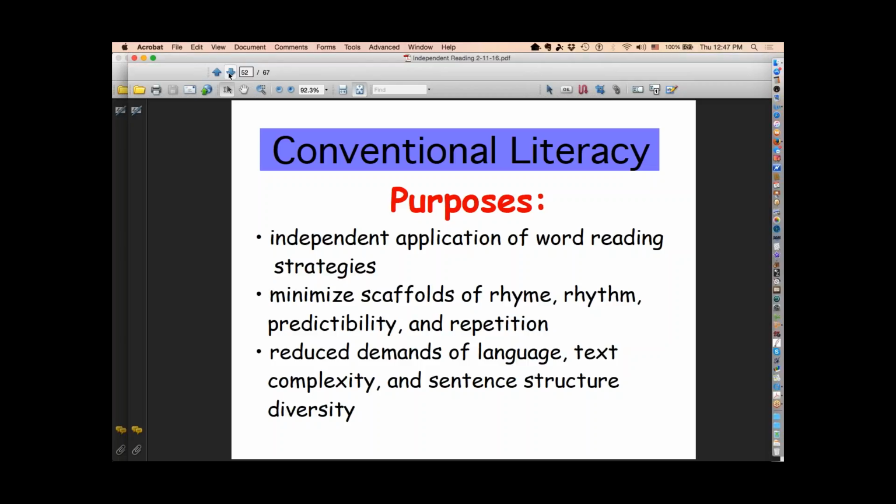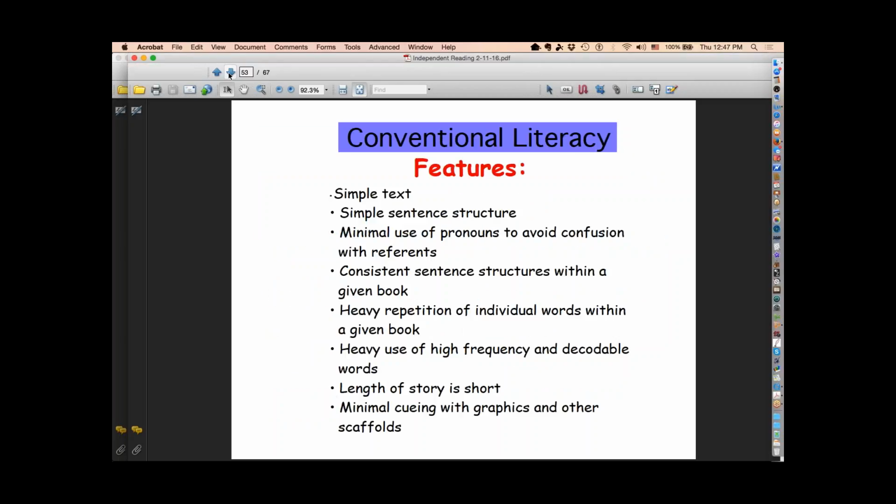We're taking away the rhyme, rhythm, predictability, and repetition of whole sentences or phrases, carrier phrases, etc. We're reducing the demands of language, of text complexity, and sentence structure diversity. Now, why are we doing that? Because this is hard. We are having to read all of the words, so we're making it easier. So here are those features from that beginning literacy framework. It's simple text, simple sentence structure, minimal use of pronouns to avoid confusion, consistent sentence structures within a given book.